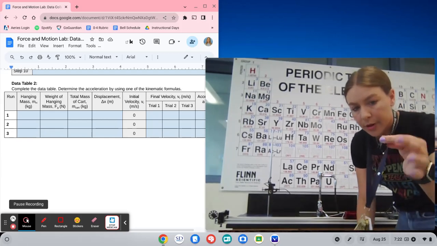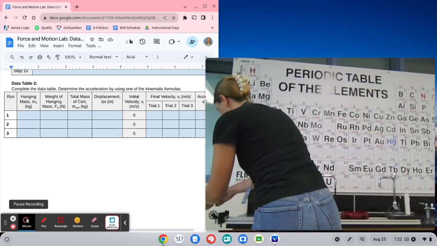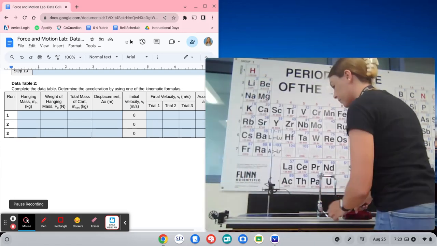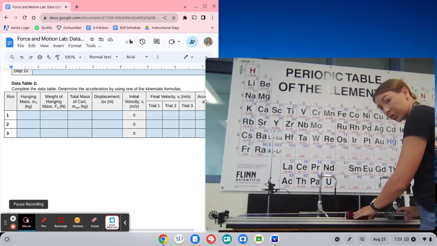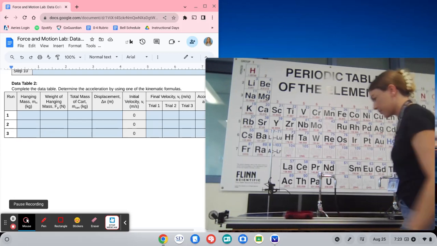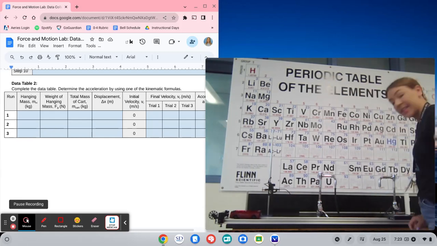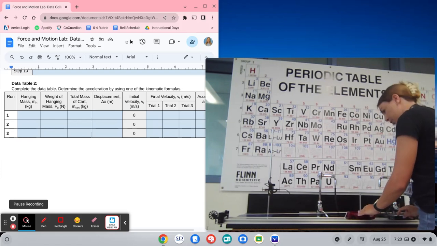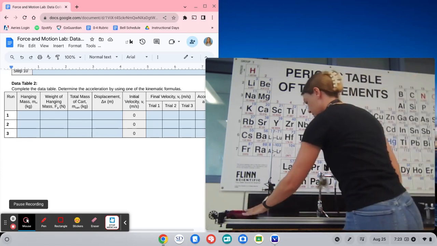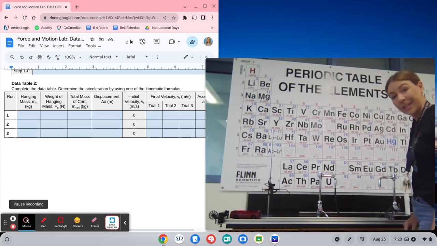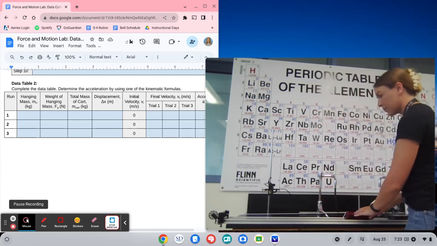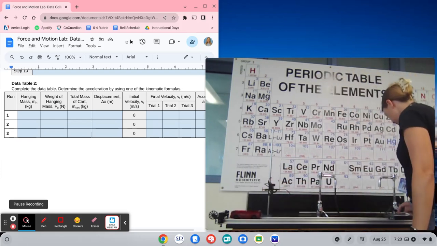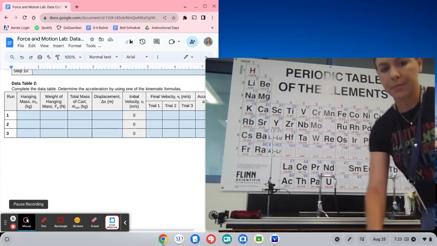I'm now going to add the 20 gram hanging mass. All right, this will be trial 1. So that was 0.617 meters per second. This will be trial 2, which I got 0.624 meters per second. And then for trial 3, I got 0.594 meters per second.